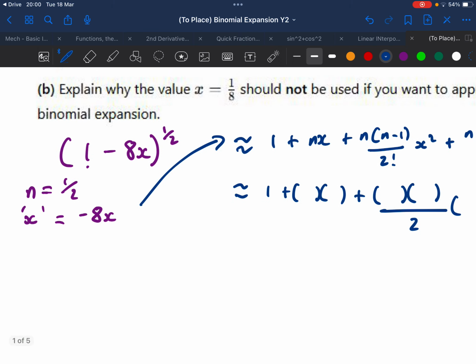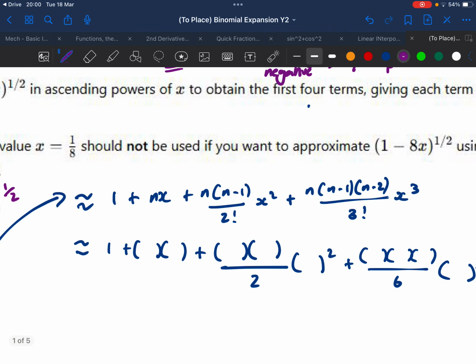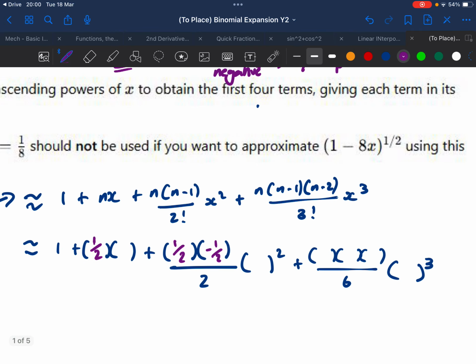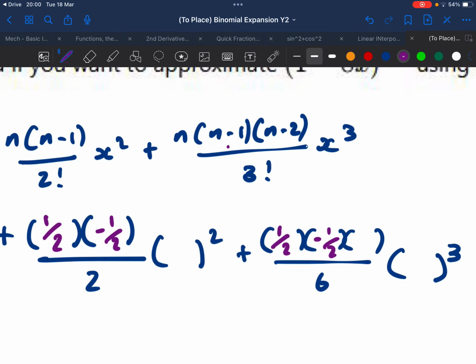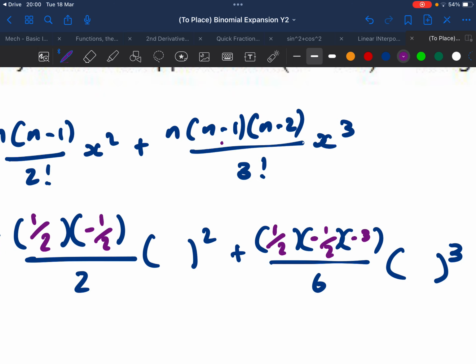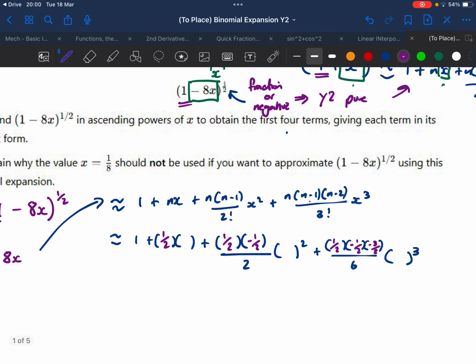So what we're going to do now is fill in all the n values and n minus 1s and so on. So that's a half. That's a half. n minus 1 means 1 below, so that's a minus a half. A half. There's that minus a half again. Minus a half. And this one here, minus 3 over 2. So those are all my n values.